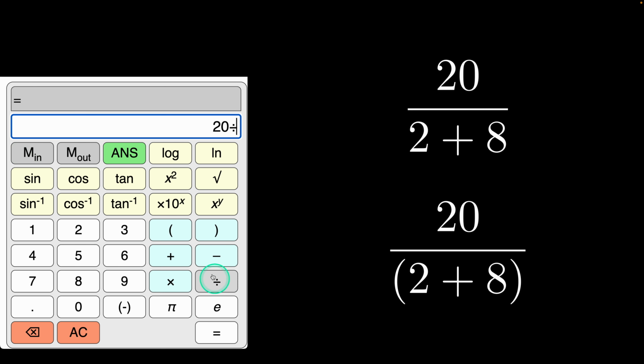If the denominator contains a calculation, it also needs to be enclosed in parentheses to ensure the correct calculation. Without parentheses, 20 would be divided by 2, and then 8 would be added to the result, which is not what we want here.